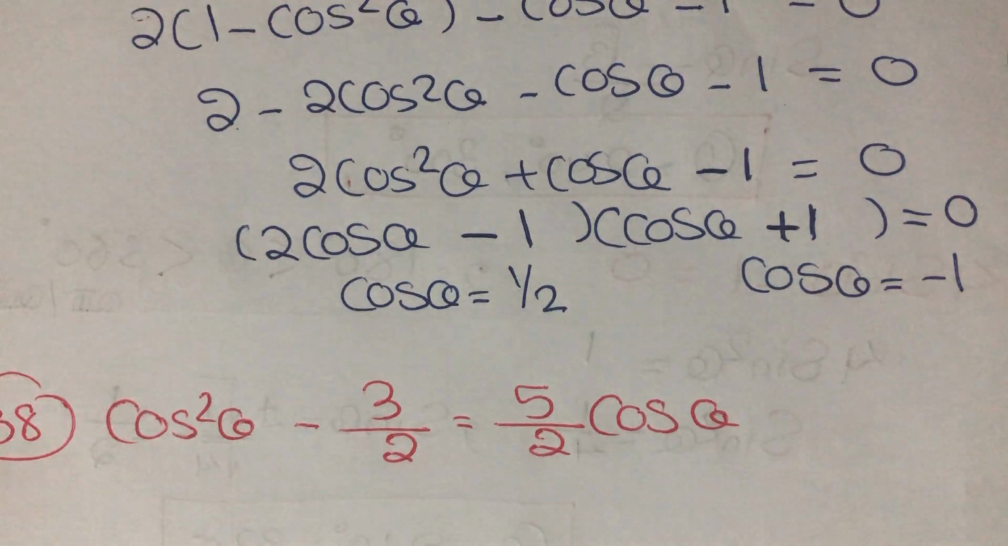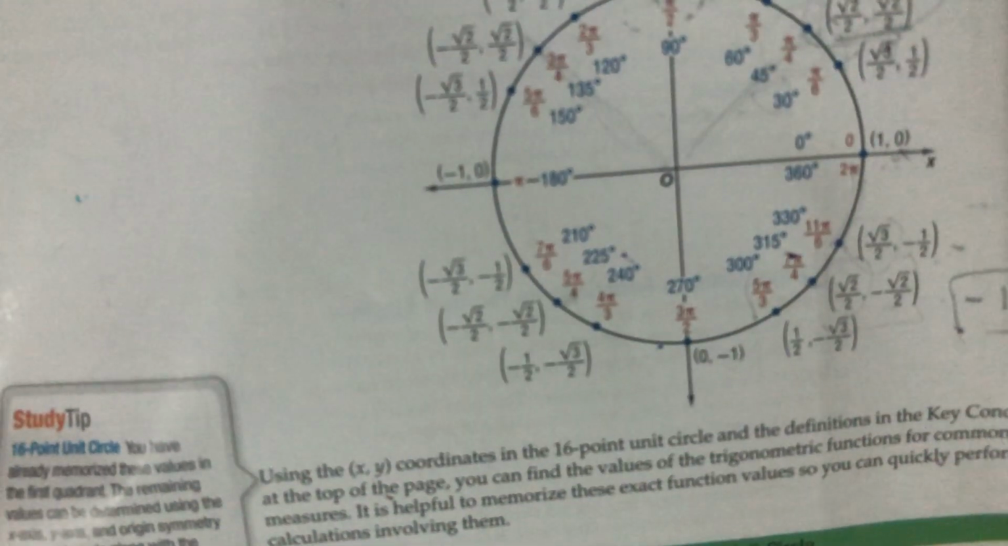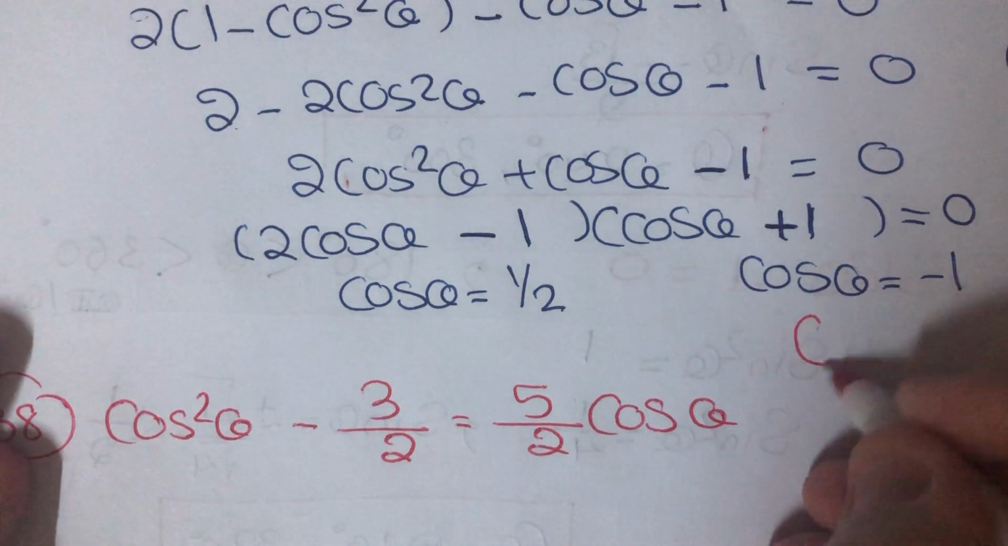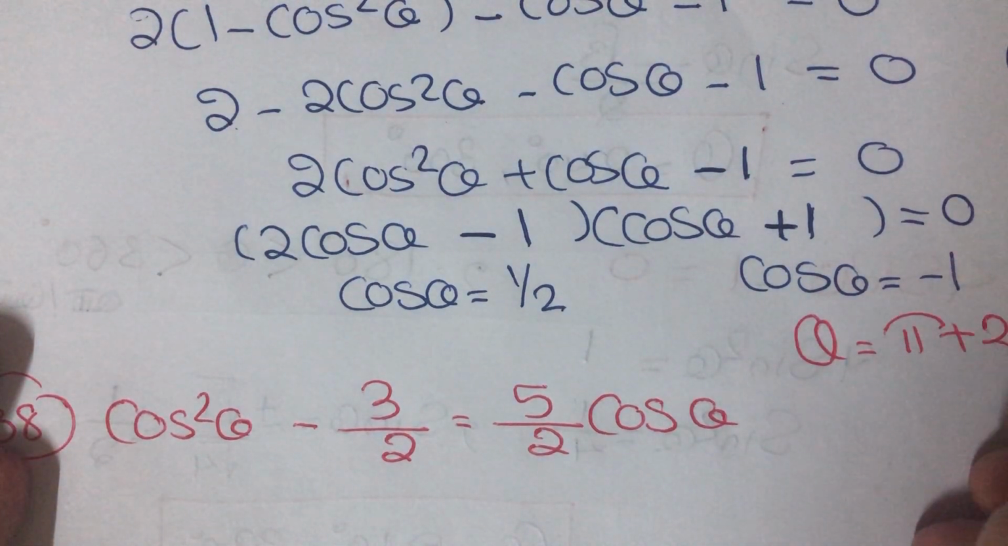Cosine theta equals negative 1 happens once in the unit circle, and it is over here. The only one is 180. They want the answer in radians, so I'm going to say pi plus 2n pi. Here theta equals pi plus 2n pi.